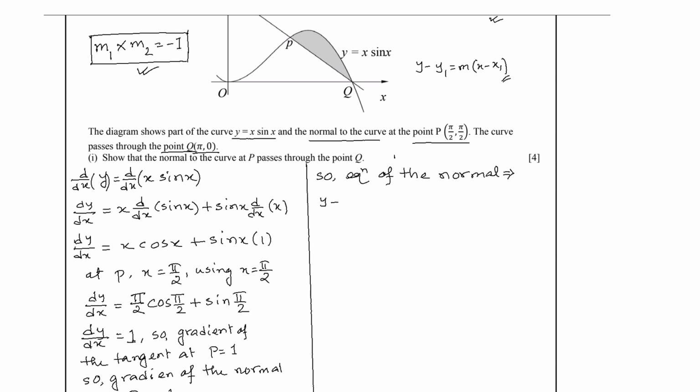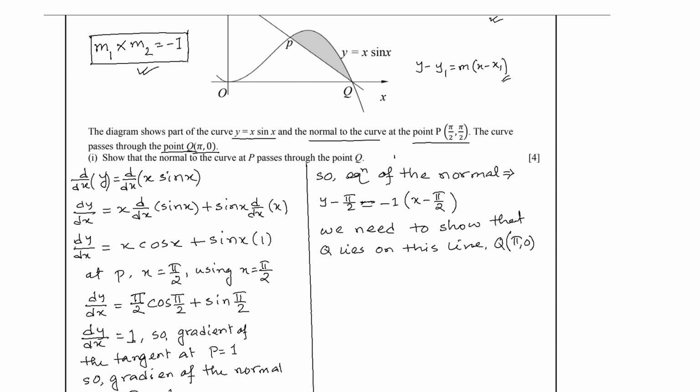We can write y minus pi by 2 equals minus 1 times (x minus pi by 2). So, this is the equation of the normal. Now, we need to show that the point Q lies on this line. The coordinate of Q is (pi, 0). So, if we use x equals pi and get y equals 0, we can say that Q lies on this line.